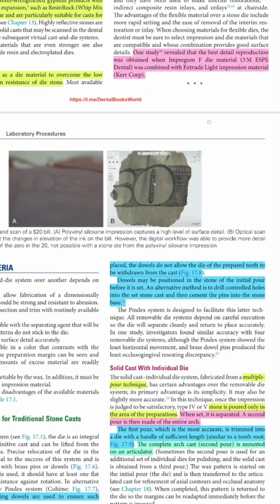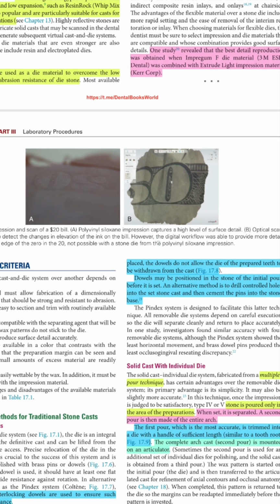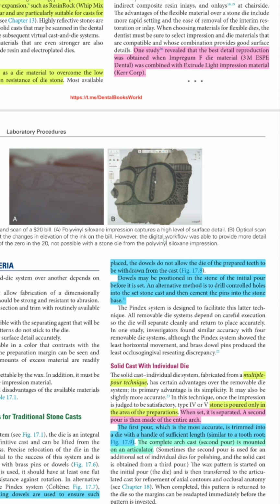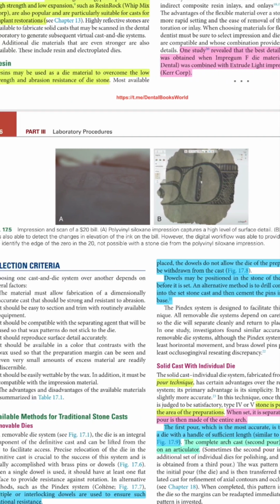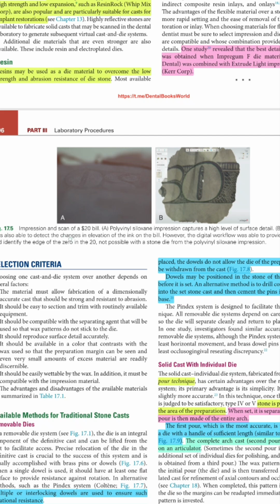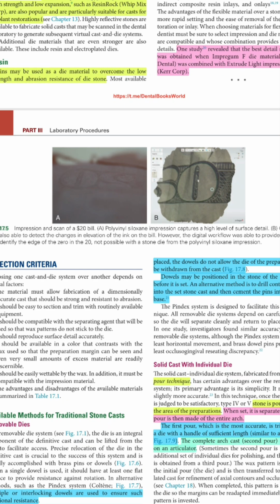As for the digital scan, it is the most advanced, and we can get so many high details from the scanning. Here we can see a comparison between a polyvinyl silicone impression that captures a high level of surface detail, but when we get the optical scan, we can see the detection of the changes in the elevation of the ink in the bill, and we can see the big difference between the two: the details that we got from the digital scan cannot be achieved from the normal impression.